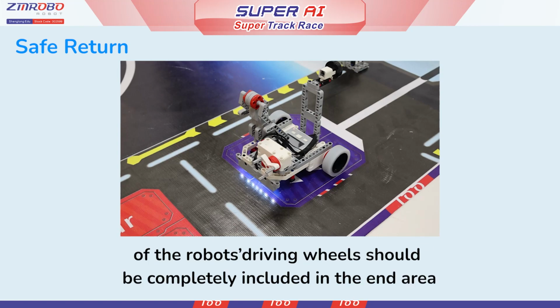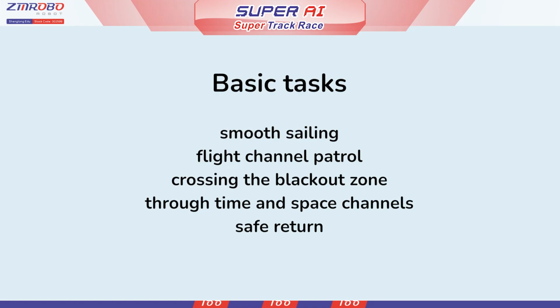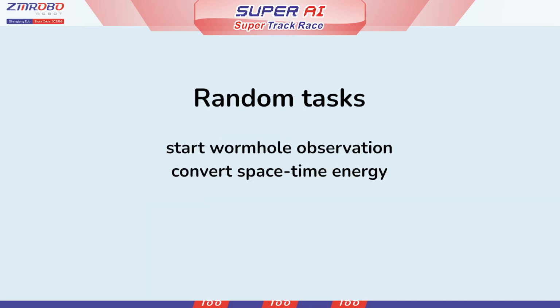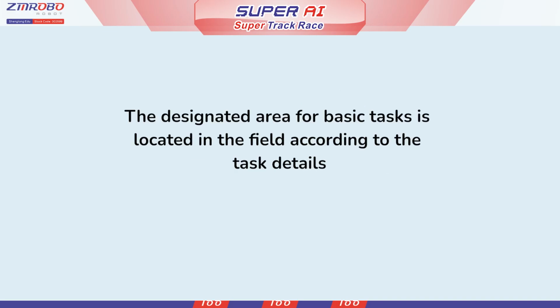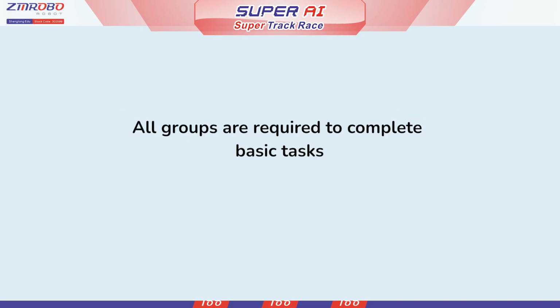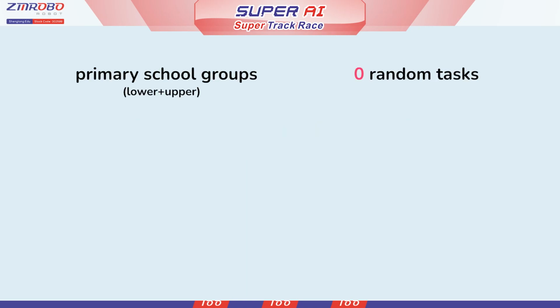Basic tasks: smooth sailing, flight channel patrol, crossing the blackout zone, through time and space channels, and safe return. Random tasks: start wormhole observation and convert spacetime energy. The designated area for basic tasks is located in the field according to the task details. All groups are required to complete basic tasks. The lower primary school and upper primary school groups do not have any random tasks.